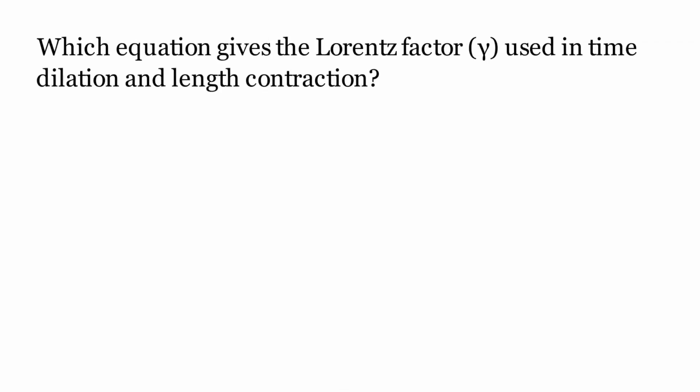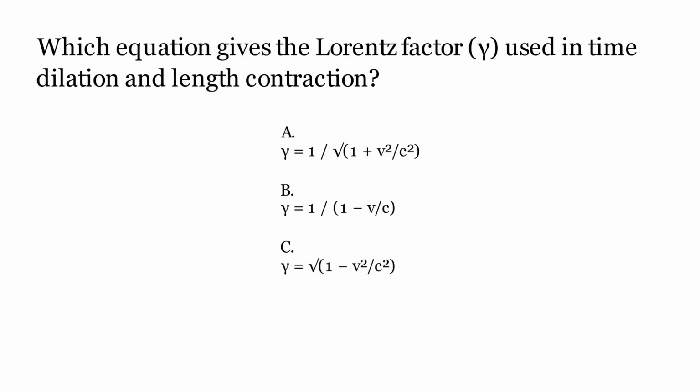Which equation gives the Lorentz factor, gamma, used in time dilation and length contraction? Letter A. Gamma equals 1 over the square root of 1 plus v squared over c squared. Letter B. Gamma equals 1 minus v over c. Letter C. Gamma equals the square root of 1 minus v squared over c squared. Letter D. Gamma equals 1 over the square root of 1 minus v squared over c squared.